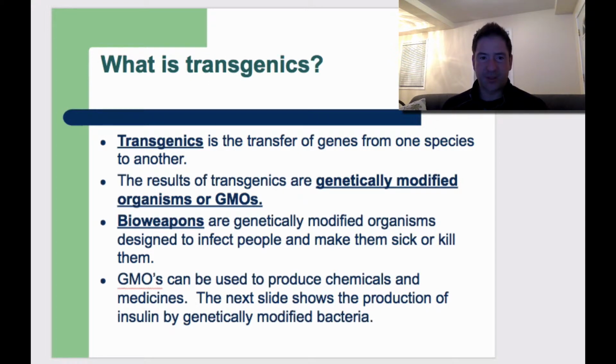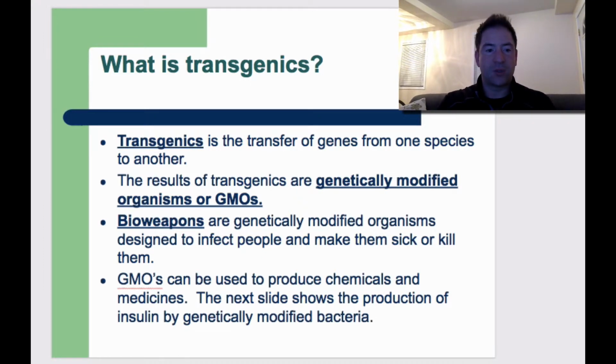There are negative ways that we can see this being used, though. One example would be bioweapons: genetically modified organisms designed to infect people and make them sick or kill them. Obviously not a good way, but again, that is still GMOs, and that is still transgenics. It's transferring genes from one species to another, and that's essentially what it is.